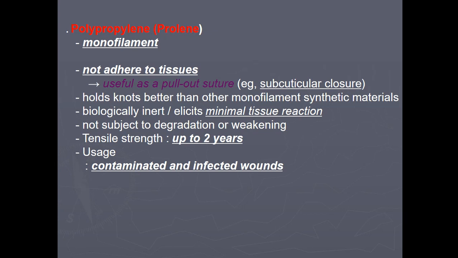So you can pull it out, whereas if you use another synthetic non-absorbable material like polyester, that can adhere to the tissue. So while you try to remove it by pulling it out, the adhesions make it not easy to remove. So that advantage is there with polypropylene. It holds no better than other monofilament synthetic material, is biologically inert, has minimal tissue reaction, and has a tensile strength up to 2 years. So even in contaminated and infected wounds, you can use this polypropylene monofilament.